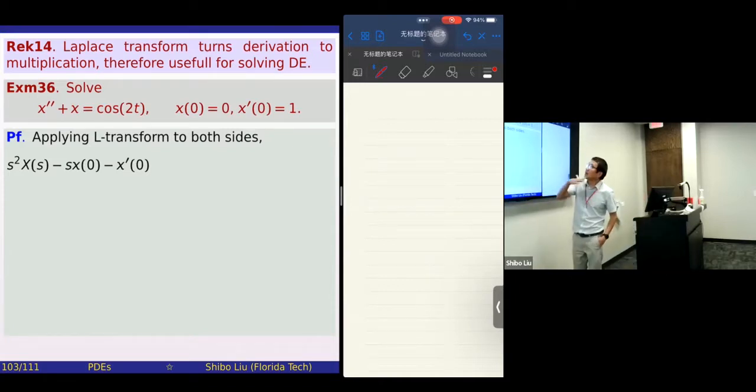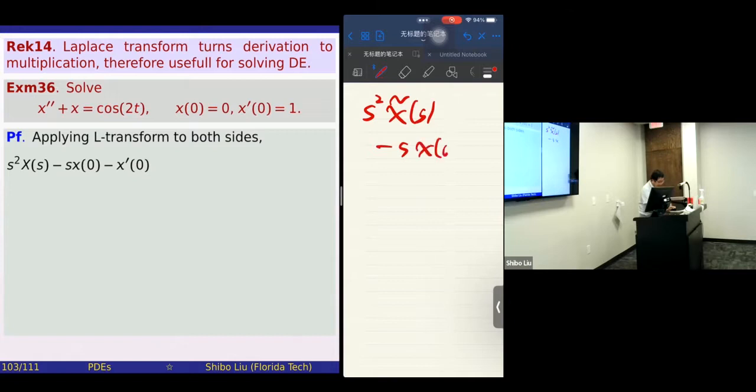So in one of our previous properties of the Laplace transform, I use capital X to denote the Laplace transform of the small x. Of course, you can also use another notation. It is s squared X(s) minus s x(0) minus x prime(0).